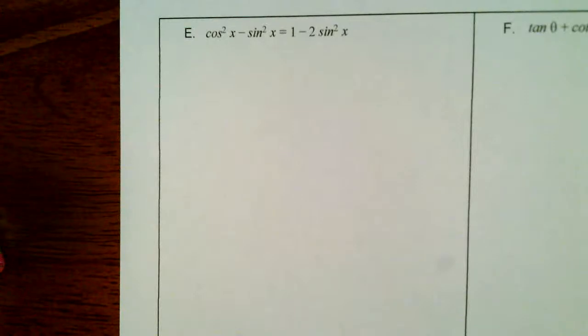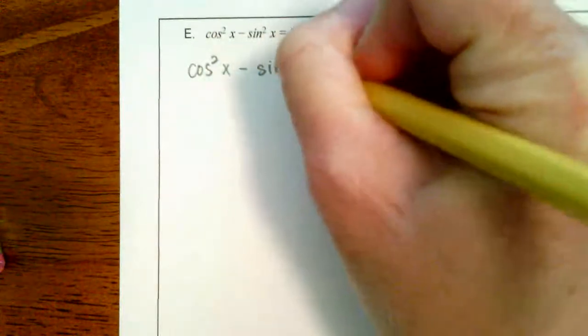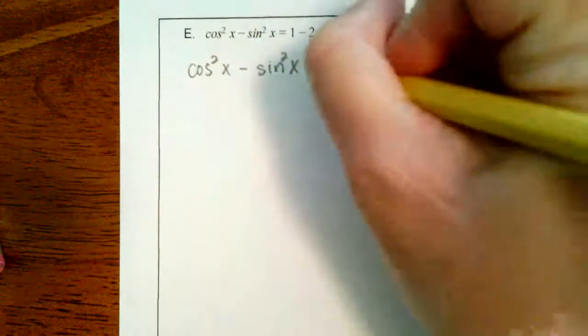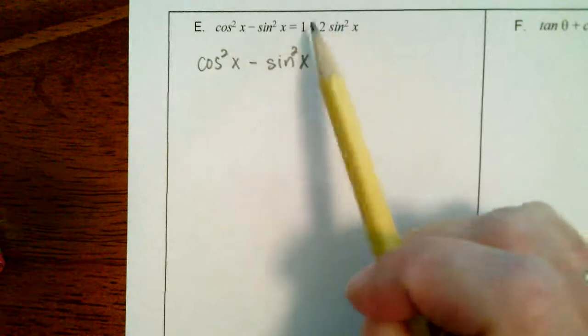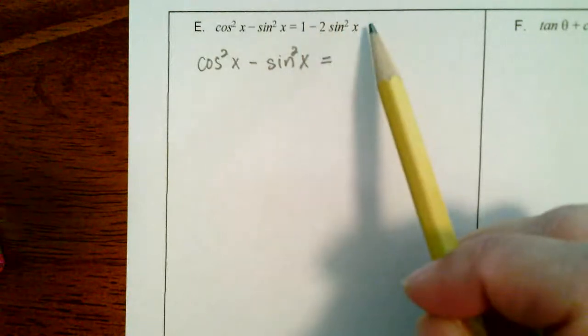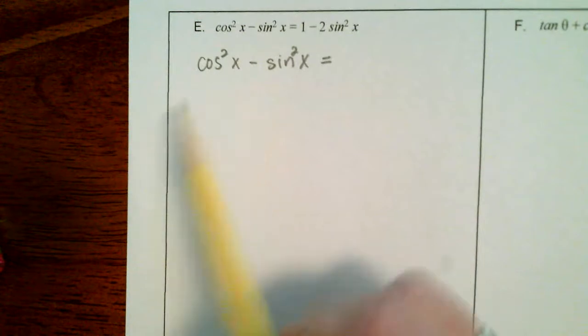To verify our next identity, again, we're looking for the most complicated side. And to me, that looks like the left. So I have cosine squared of x minus sine squared of x. Now, looking at this, I want to get it so it is all in terms of sine squared of x, which means I need to get rid of my cosine squared of x.